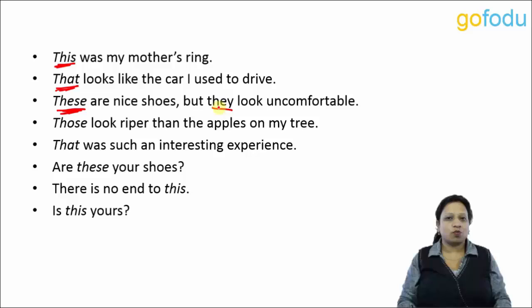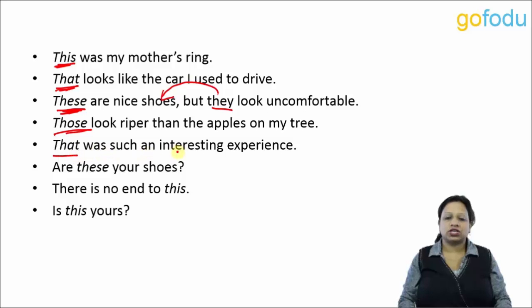They is also pointing at something, right? So they over here is also a pronoun. All right. But it is a personal pronoun. Those look riper than apples on my tree. Those over here is a pronoun.